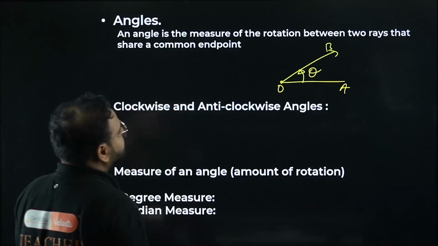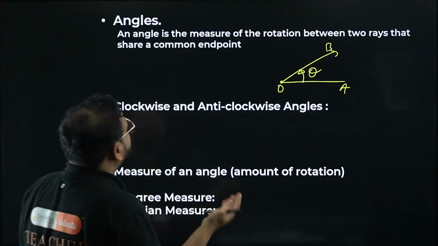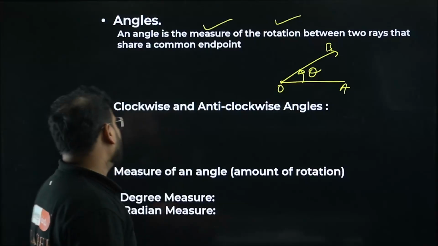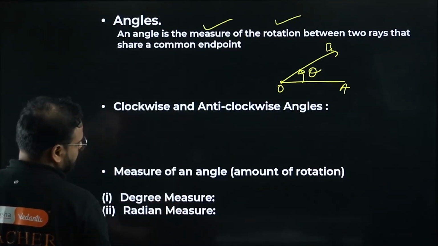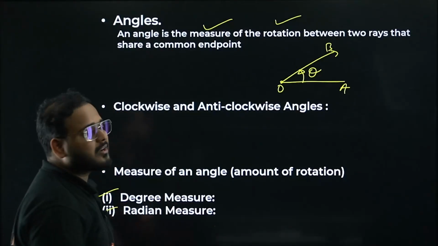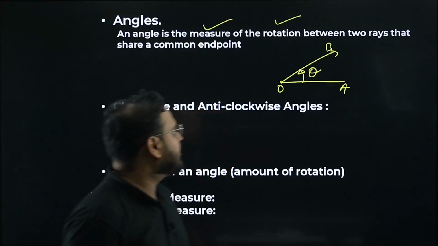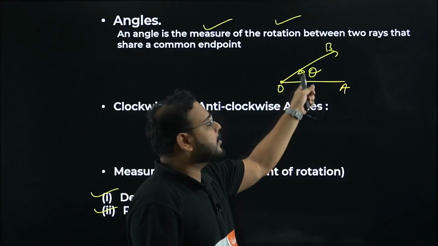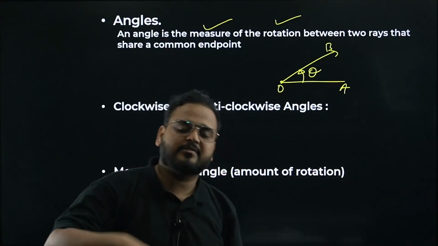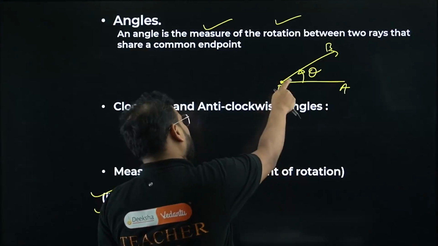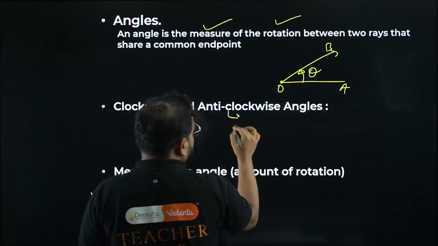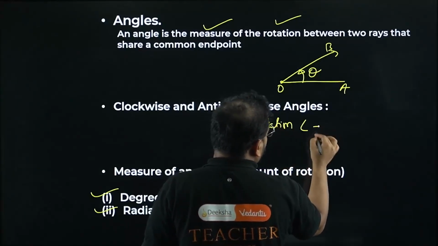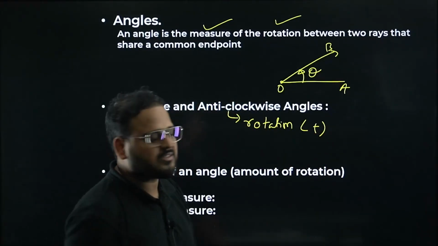Now basically this is the measure of the rotation. We'll see how we can measure it. There are two ways, degrees or radians. Two types of units that we have. Again, the rotation can be both clockwise and anti-clockwise. Here I'm talking about anti-clockwise rotation. Usually in mathematics we take anti-clockwise as positive, and most of the time we consider only positive.